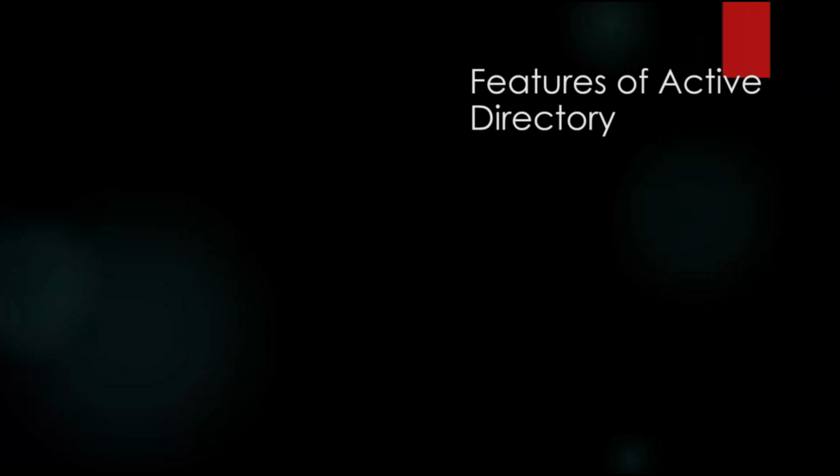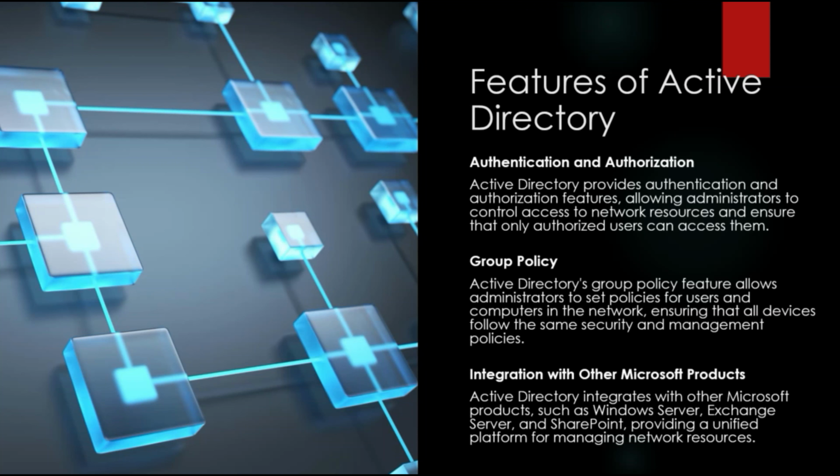Now let's talk about the features that Active Directory offers. It provides authentication and authorization features that allow administrators to control access to network resources. This also ensures that only authorized users can access those resources. Active Directory also provides group policy features that allow administrators to set policies for the objects or the computers in the network, ensuring that all the objects follow the same security and management policies.